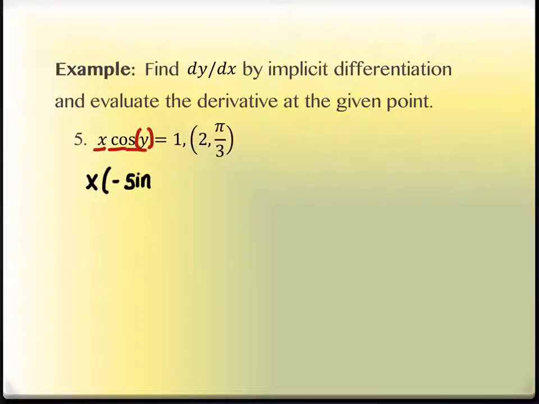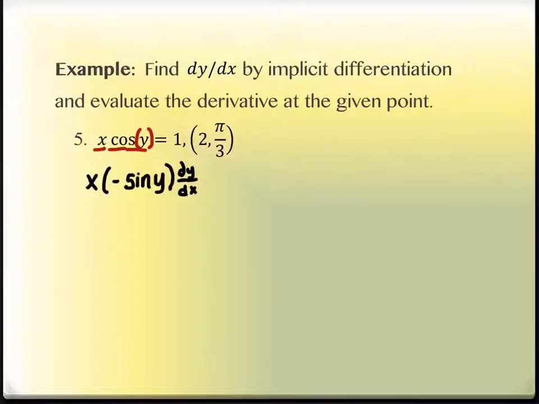Okay, the part that's inside remains inside, negative sine y. But we have y inside, and y is a function of x. So what is the derivative of y? dy dx, right? So this is sine y, and then I need to multiply this by dy dx. That's a chain rule.